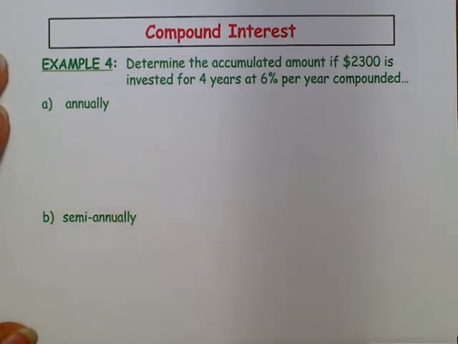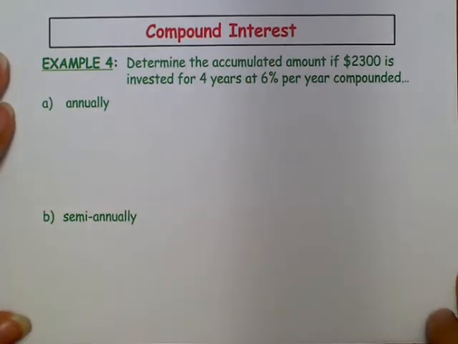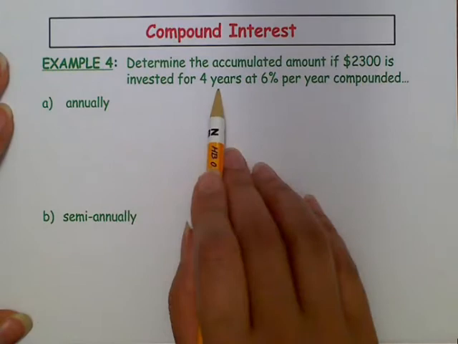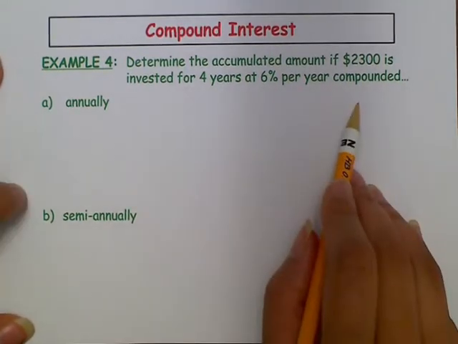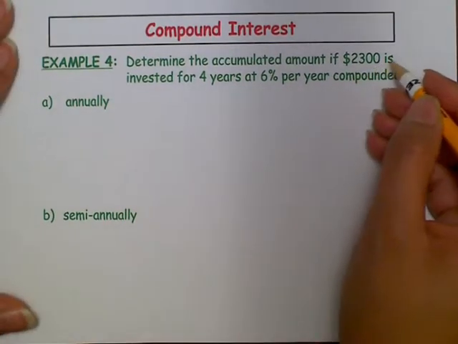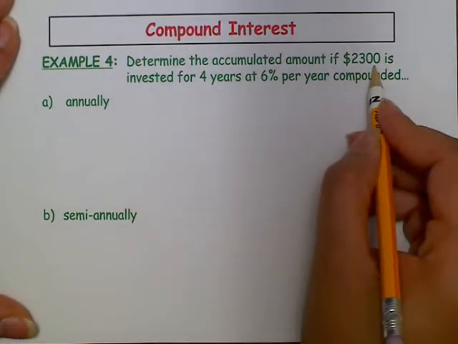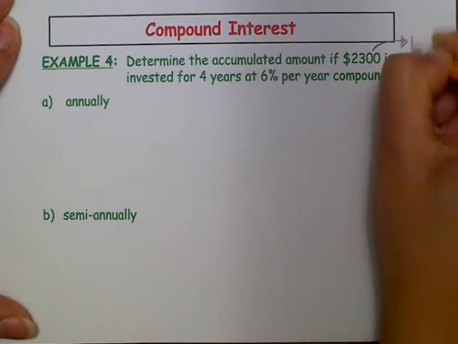So in example 4 it says, determine the accumulated amount if $2,300 is invested for 4 years at 6% per year compounded annually, semi-annually, and then we have quarterly and monthly as well that we're going to be looking at. Okay, so let's take a look at the information that's given. The accumulated amount of $2,300 is invested. So what this tells me is that $2,300 is the principal amount invested, so that represents P.